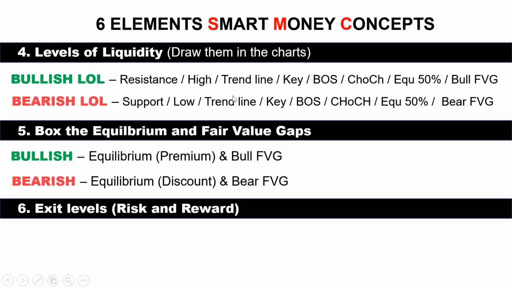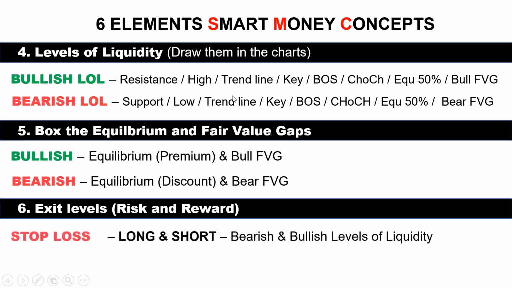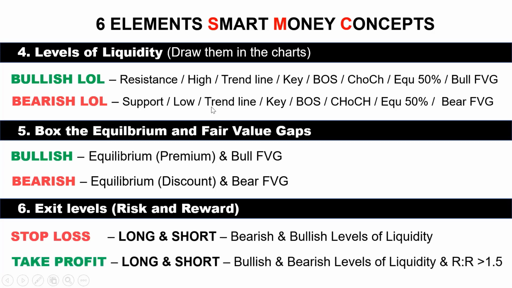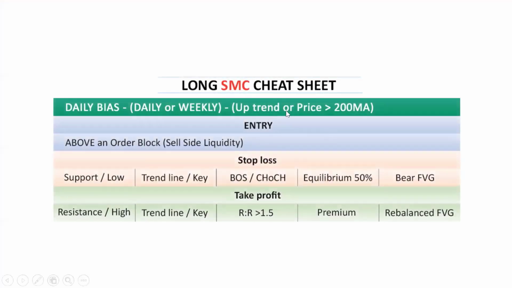Then your exit levels. So this is your risk and reward. With your stop loss, whether you go long or short, you need to look at the bearish or bullish liquidity in order to set your stop loss. With your take profit, with longs and shorts, look for bullish and bearish levels of liquidity, and always make sure this applies 100% to your trading. The risk to reward must always be more than 1.5. As you saw, I sent you the Smart Money Concepts cheat sheet.